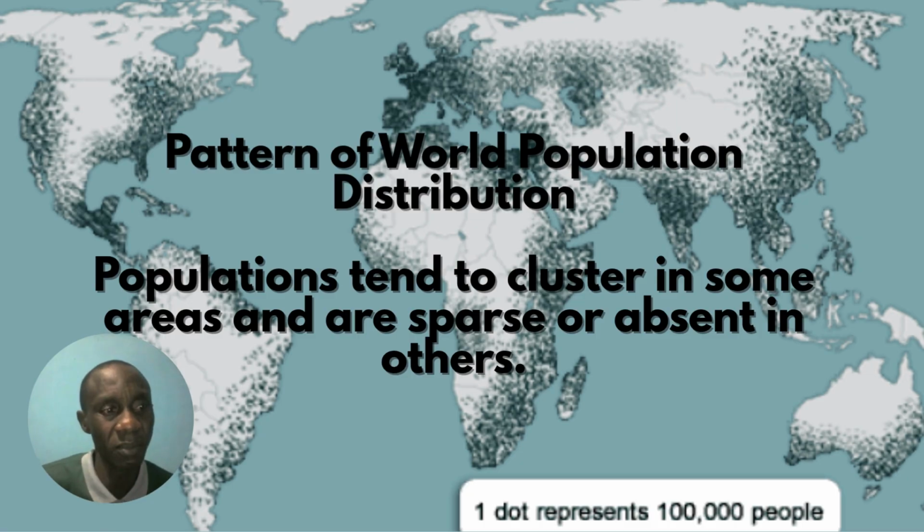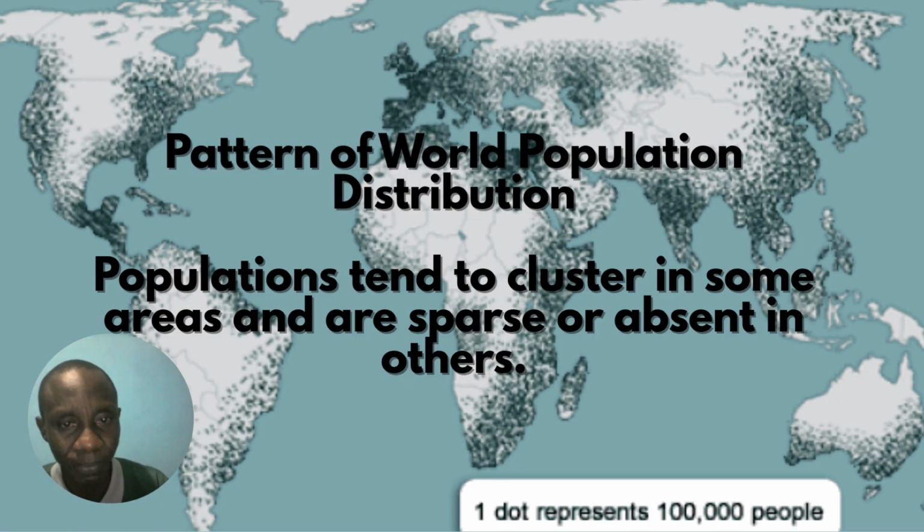Like if you look at, for instance, the northeast of the USA, these places have a concentration of people due to industrialization, presence of mineral resources and favorable climate. And look at Japan. The technology there has been a factor in having a concentration of people in that area. So you see from the map, one dot represents 100,000 people. Okay, you see that some of these areas that I've mentioned have a concentration of people. That's the distribution pattern of world population.